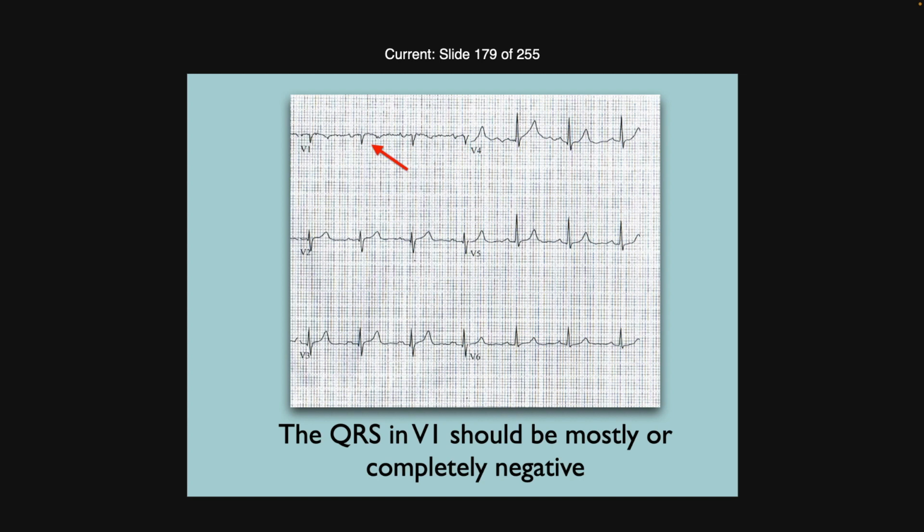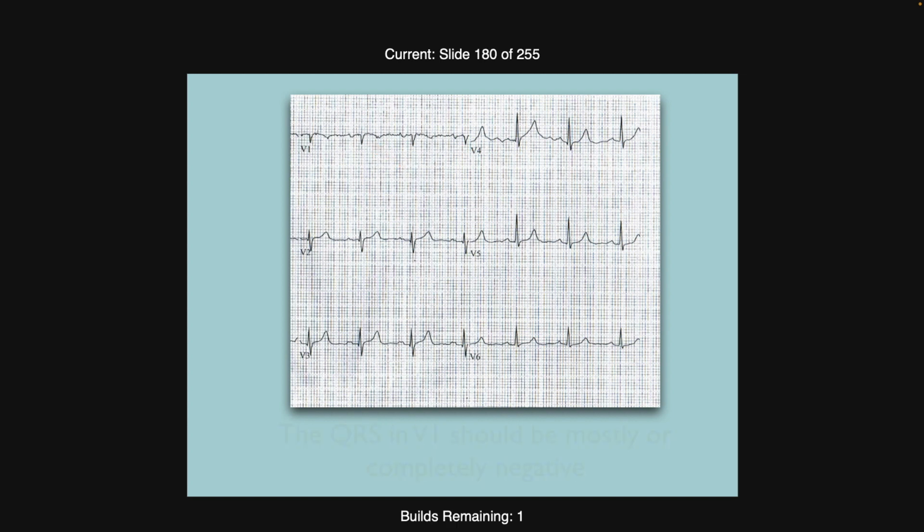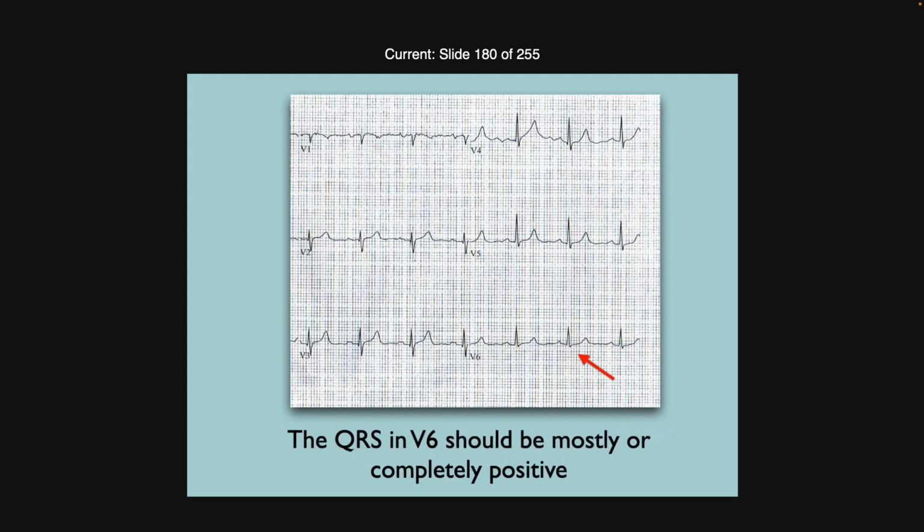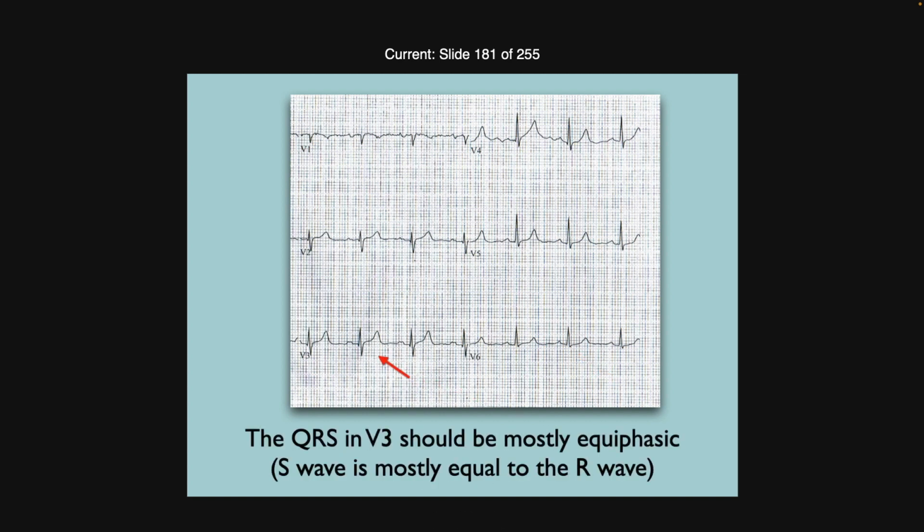QRS in V1 should be mostly or completely negative. The QRS in V6, mostly positive. And then V3, there's this transition that happens, and usually the transition happens in V3, meaning that's where it's equiphasic, that's where it's equally positive and negative. That's considered a good R wave progression.